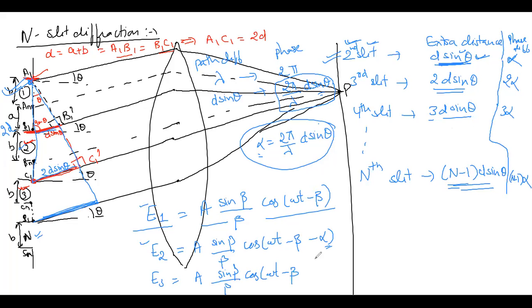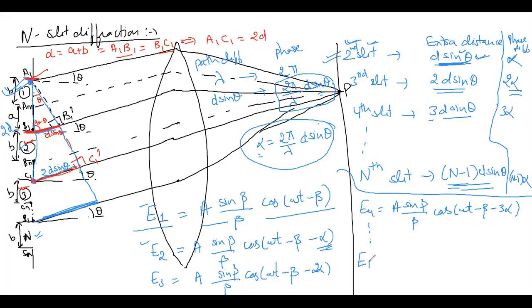If you want to write the disturbance for the third slit, you will write it in this form: omega t minus beta. The phase difference for the third slit is 2 alpha. Similarly, you can do it for the fourth slit. For the fourth slit, it would be a sine beta over beta, cosine of omega t minus beta minus 3 alpha. And you can keep on doing it until you reach the nth slit, where this would be equal to a sine beta over beta, cosine of omega t minus beta minus n minus 1 alpha, which I have taken from here.